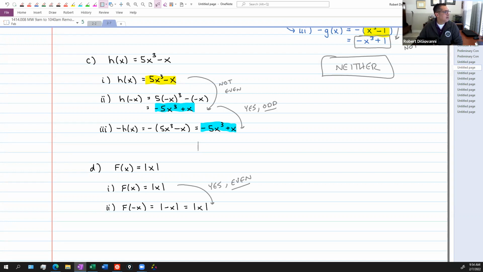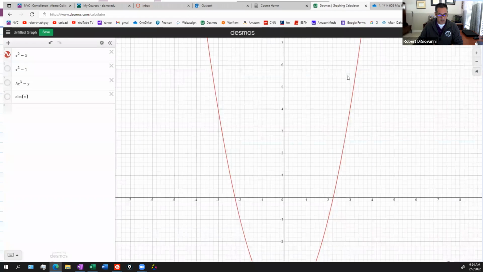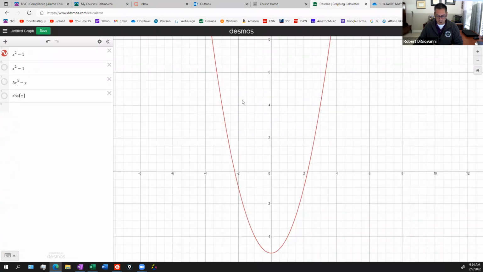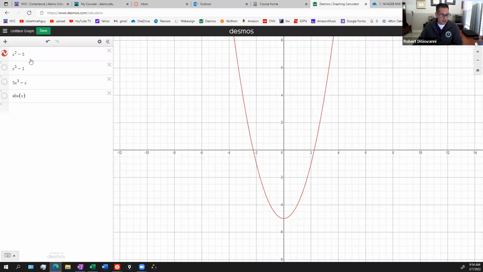While you were doing that, I graphed these just to show you. These are all the problems we just did, all four of them. So here was x squared minus 5. You can tell that's an even function because it's a reflection over the y-axis.